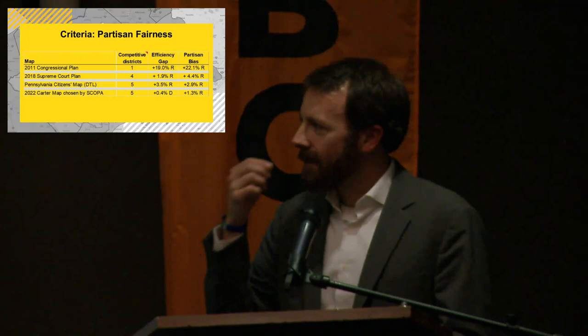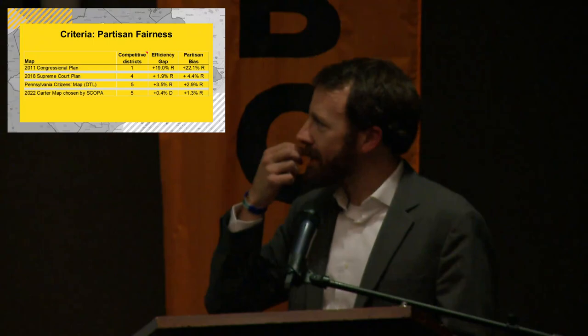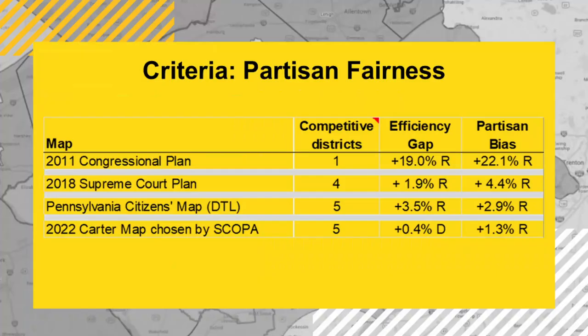The efficiency gap, Anthony talked a little about this. This and partisan bias are two metrics that we don't need to get into the deep details on. Michael and Ann can if they want. But you want these numbers to be as close to zero as possible, right?